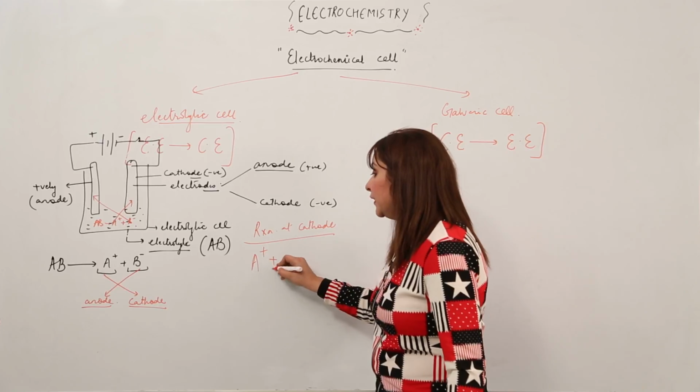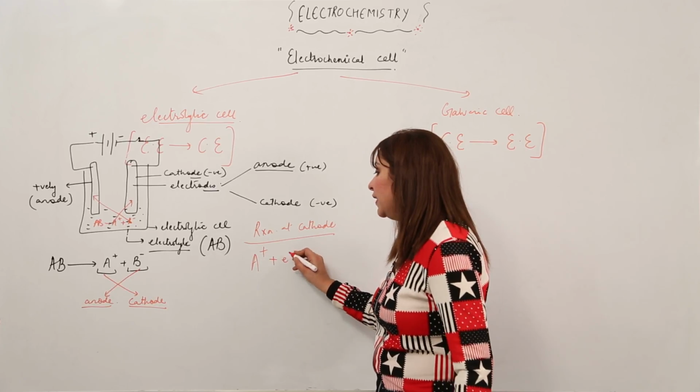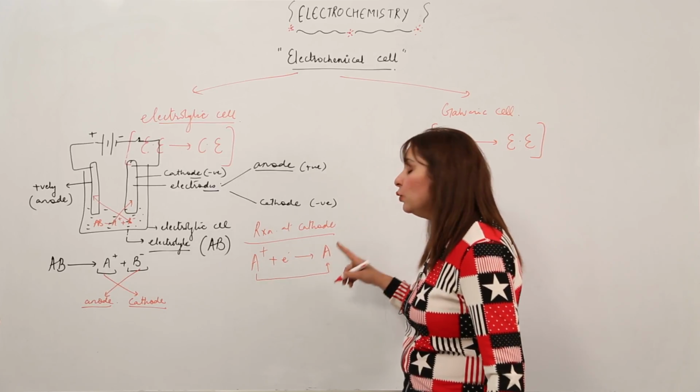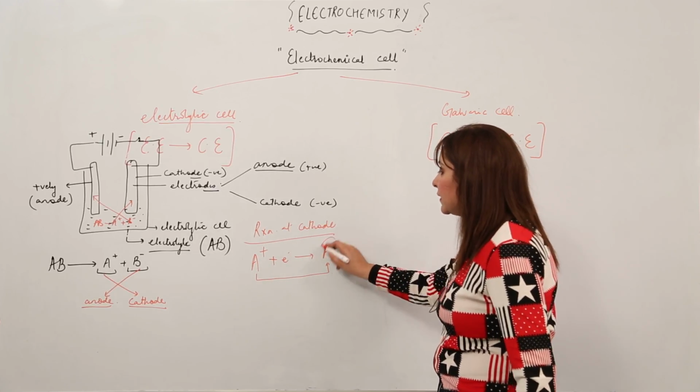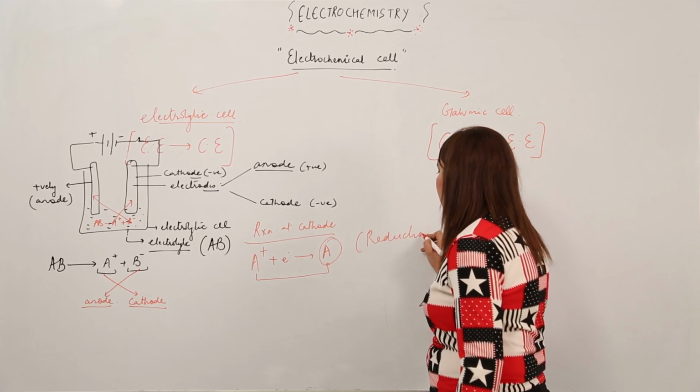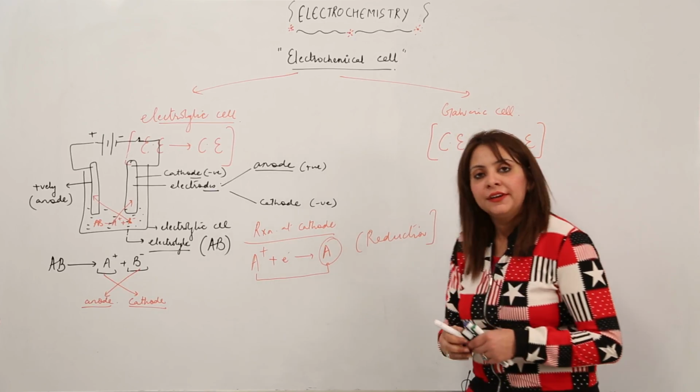So that means because it has lost one electron, it will gain one electron and will turn from ion to atom. So this is actually a gain of electron, that is the reduction. So reduction occurs at the cathode, right.